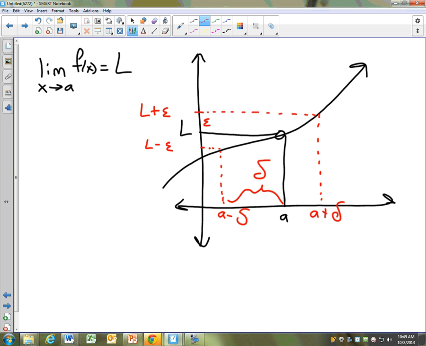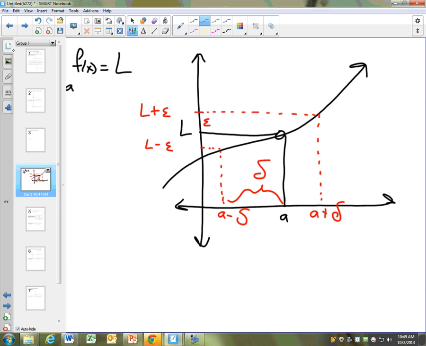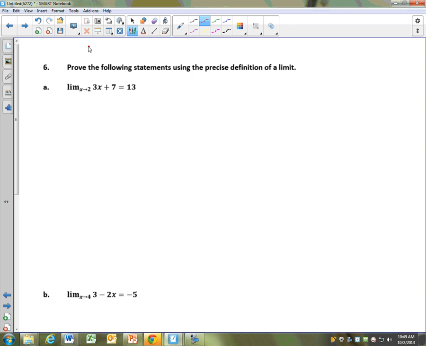And so that's what we have. Now the rest of the definition is what we have to have, but that's what we want to keep in mind. What we want to do is squeeze this epsilon to become smaller, and it's going to draw this delta in so we can say the limit is exactly at that spot. No funky business happens. We know what the limit is, L. And we're going to show you how to do that. Are you ready? The coolest thing you've ever seen in your life. Prove the following statements using the precise definition of a limit.